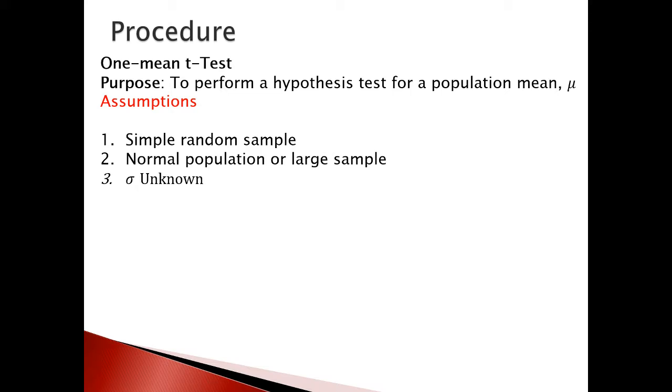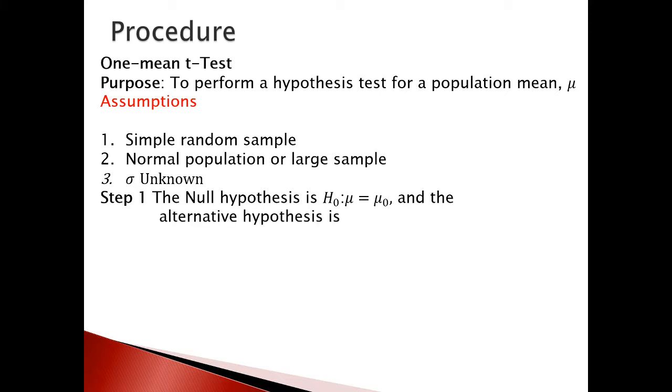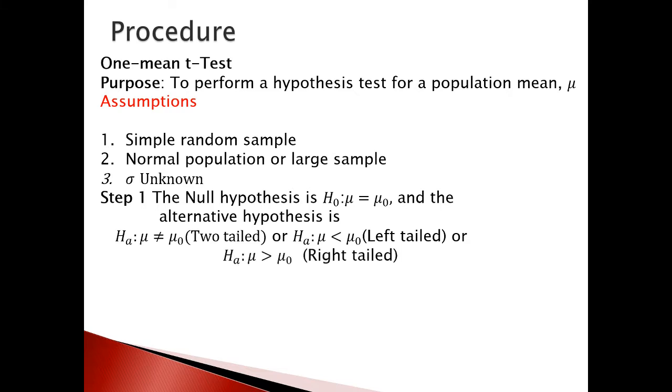Now we are going to discuss the steps of the one mean t-test. First we figure out the null hypothesis and the alternative hypothesis. The null hypothesis is H0: mu equals mu naught. The alternative hypothesis, mu does not equal mu naught, is called a two-tailed test. Another one is mu less than mu naught, called a left-tailed test. Another one is mu greater than mu naught, called a right-tailed test.